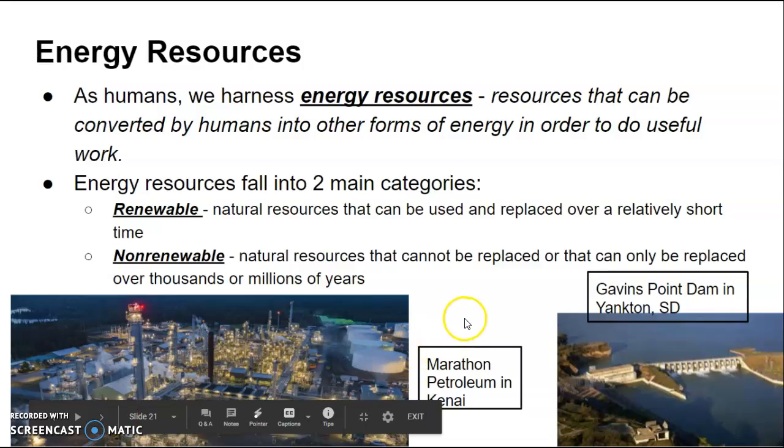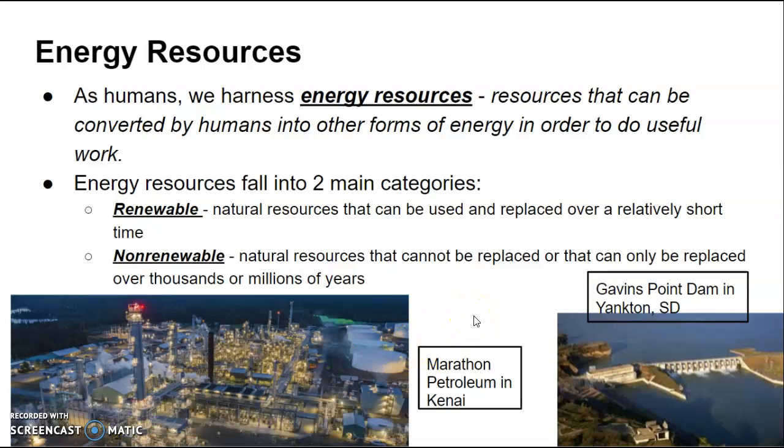So energy resources are something we harness as humans to do work for ourselves. I have 3 terms on this page for you to write down. Energy resources are anything that can be converted by humans into other forms of energy in order to do useful work. And those resources fall into 2 main categories, renewable and non-renewable. I know you've heard these 2 words before.